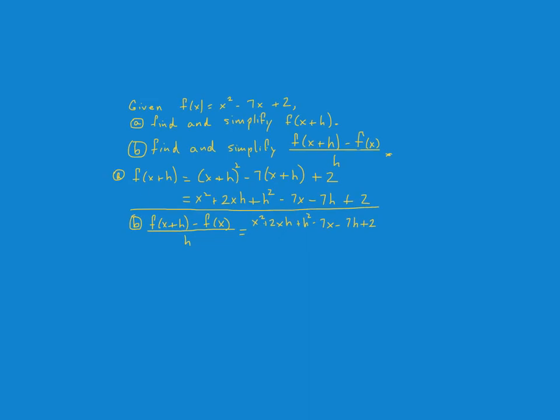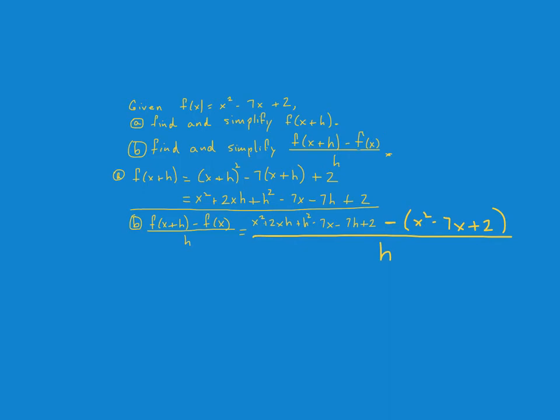And then we need to subtract our original f of x. Now make sure when you subtract the original f of x, you put it inside parentheses so you subtract all three terms. So x squared minus 7x plus 2. And that whole thing gets divided by h. Make sure that fraction bar goes all the way across.